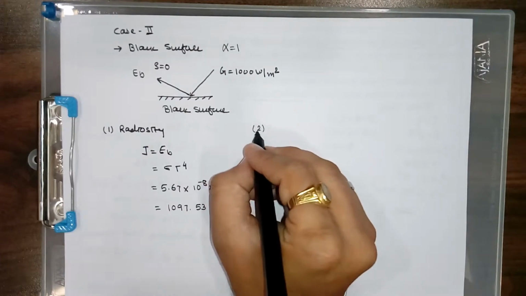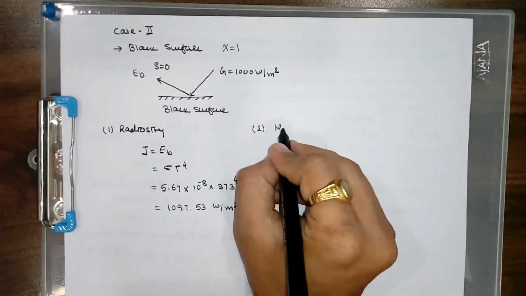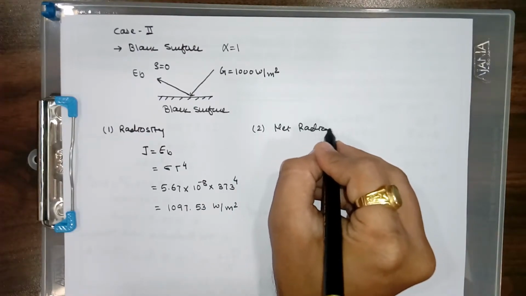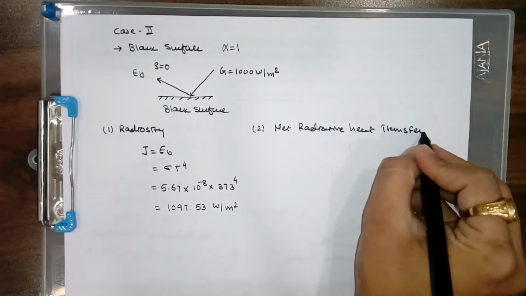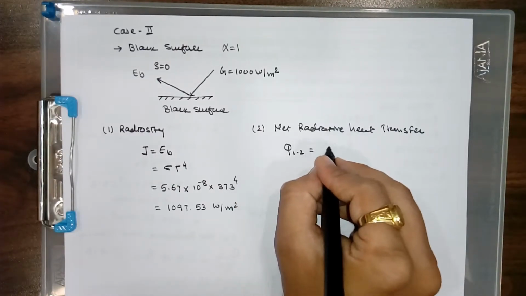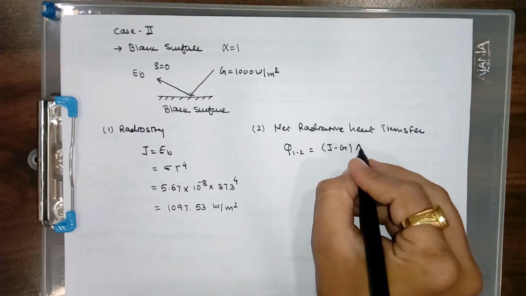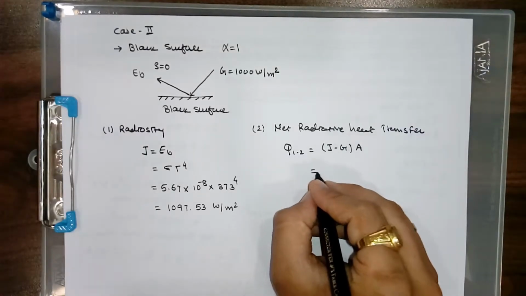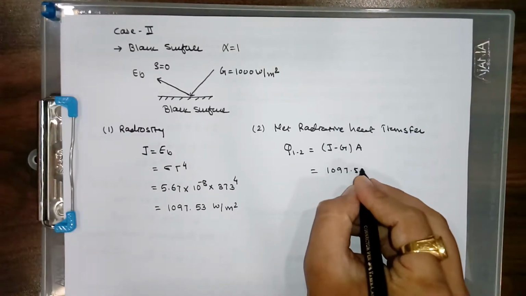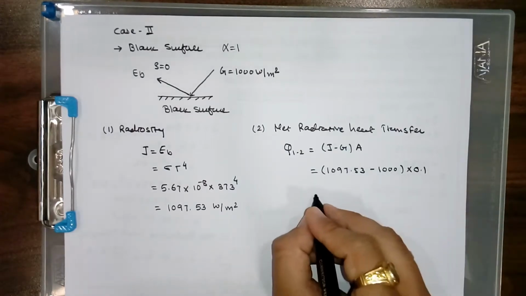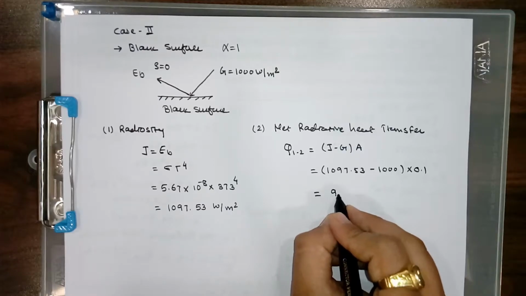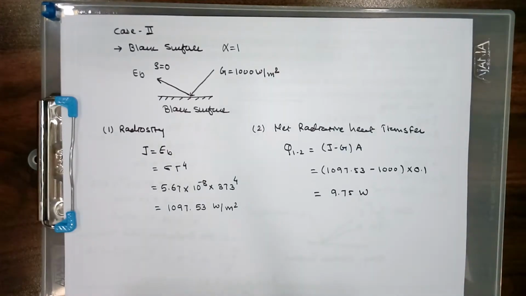Now second, we are going to calculate the net radiative heat transfer, which is Q12 equals J minus G into A. So here the radiosity is 1097.53 minus G, that is 1000, into 0.1. So here our answer will come, that is 9.75 watt. And we can conclude here that in the second case more heat is transferred because the surface is black.